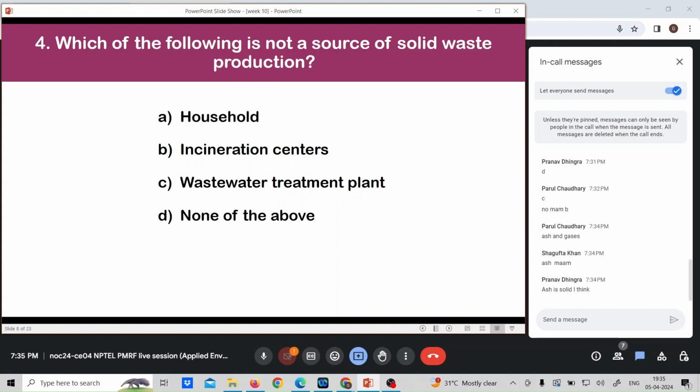Okay, similarly in a wastewater treatment plant, I guess no one answered about this. Do you think there is a waste generated or not? Okay, you have told none of the above, so that means you tell that there is solid waste generated. What is the solid waste that is generated in a wastewater treatment plant?